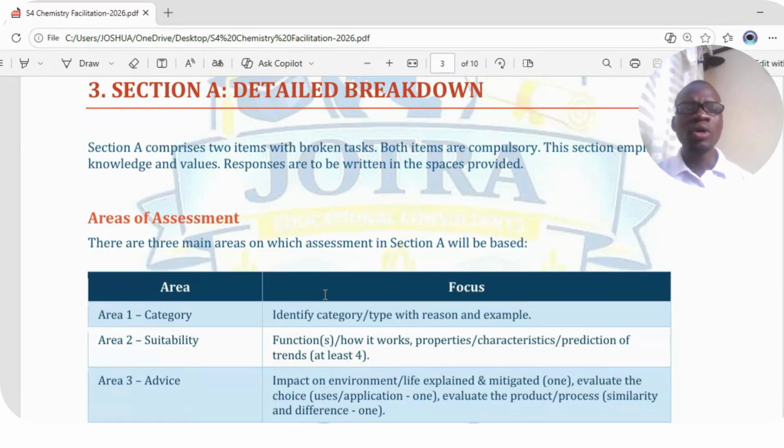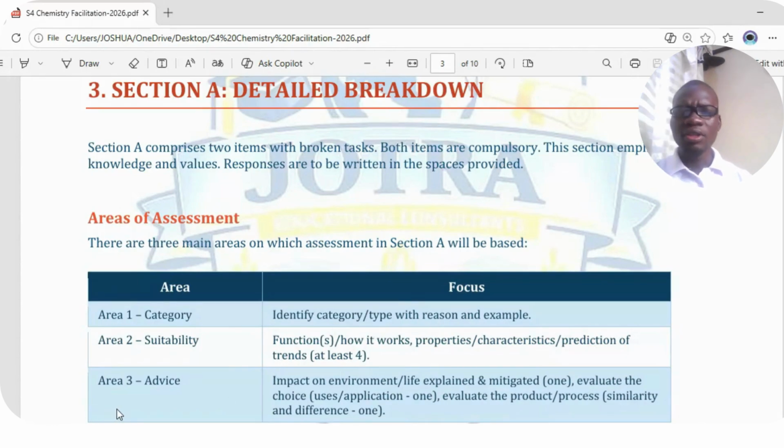So for the case of category, what do we always focus on? We focus on identifying the category, what type of what they are talking about, with reason and example. Then area 2, that is suitability, we always talk about the functions or how the product works, or properties or characteristics or prediction of trends, depending on which item. Because I told you these 2 items, item 1 and item 2, they are different, and they have different topics where they come from, and even the approaches are different. But here we actually gave the whole overview for both item 1 and item 2. That's why I'm saying here functions, how it works, properties, characteristics, prediction of trends, and then among others.